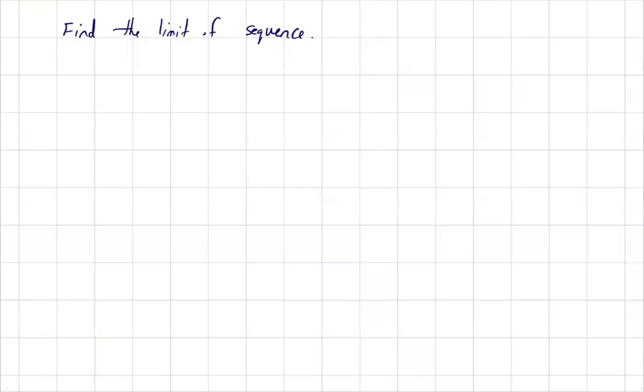The very first sequence, a sub n, is equal to 3 plus 5n squared divided by n plus n squared. So remember that a sequence is a function. You're basically finding the limit of 3 plus 5x squared divided by x plus x squared as x goes to infinity.